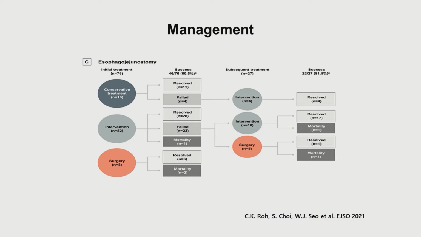In esophagojejunostomy site leakage, 61% was healed after initial management, 25% receiving conservative management, and over half of patients receiving intervention as initial treatment need additional intervention or surgery. Success rate of additional management was 82%. Overall mortality was 11%.